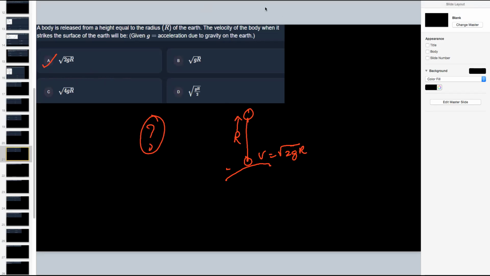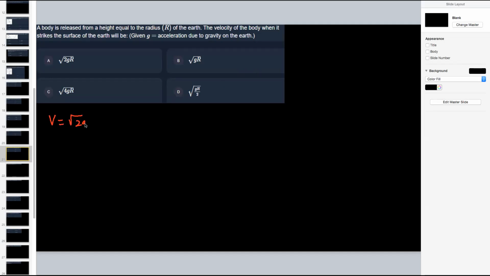Think once again. Now let us check. v equals root 2gR. Is this answer correct or not? That is our question. Now see here.